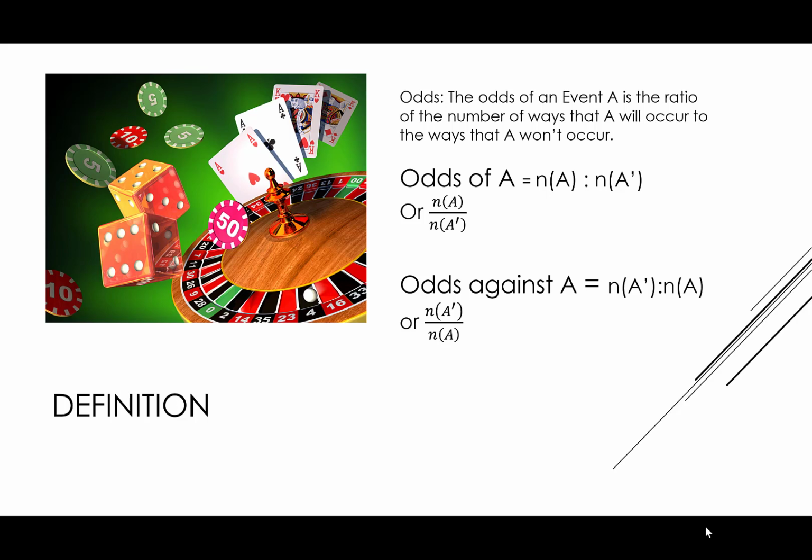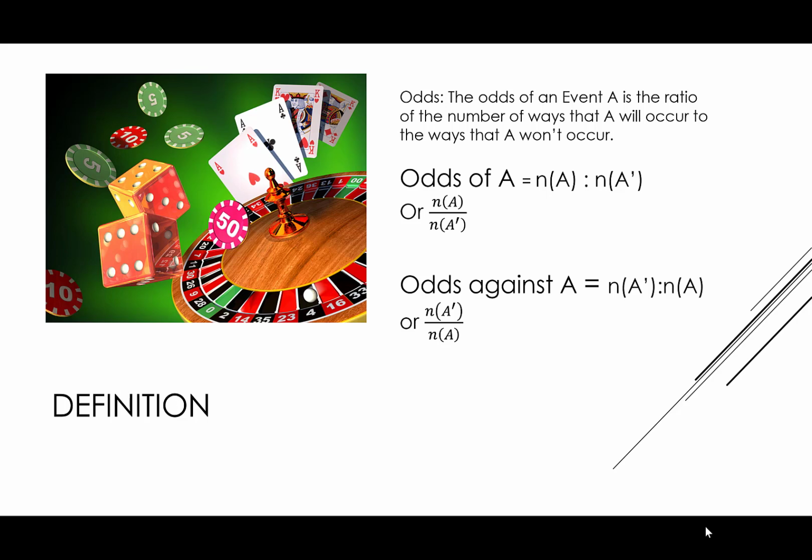Now there are two ways to write this, so it really depends on the book you're looking at or whatever site you're on how they're going to write it. This could be written as n of A colon n of A complement, or you might see a fraction, n of A over n of A complement. But you really want to keep in mind this is the ways to do A and the ways not to do A.